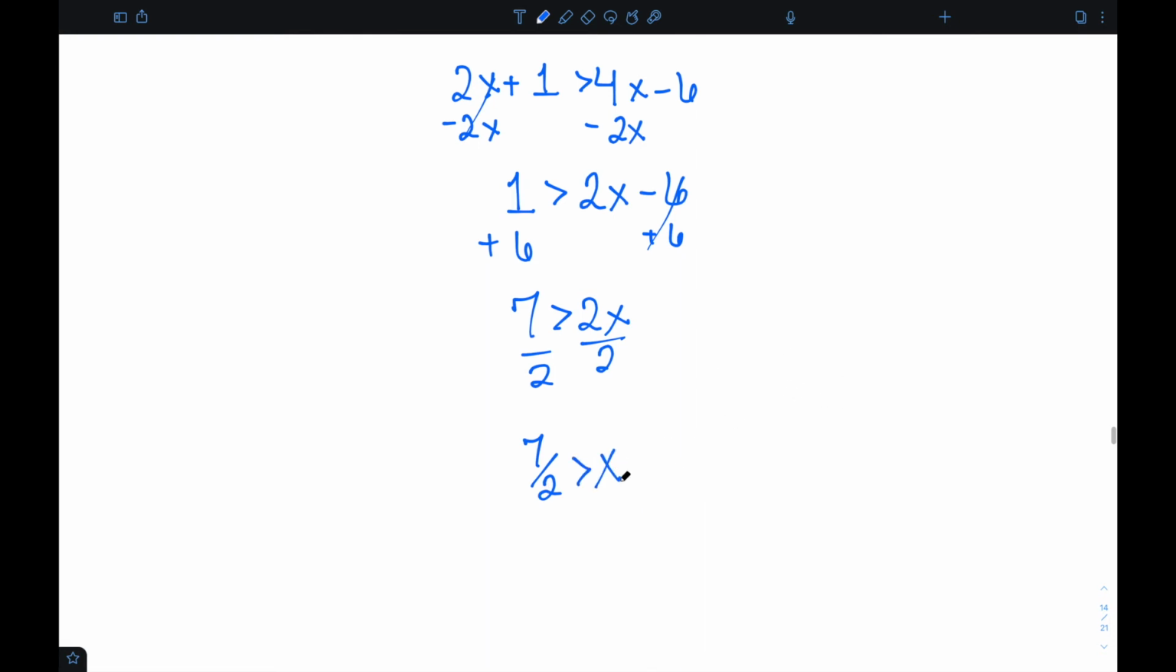So x is smaller than 7 over 2. It's the smaller one. So it can be anywhere between negative infinity and 7 over 2. And once again, we use parentheses since we do not include the point 7 over 2.